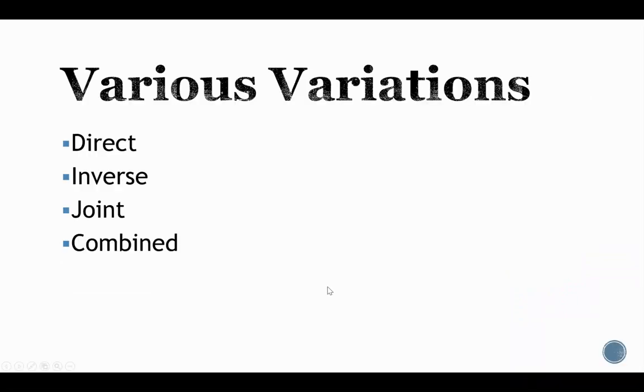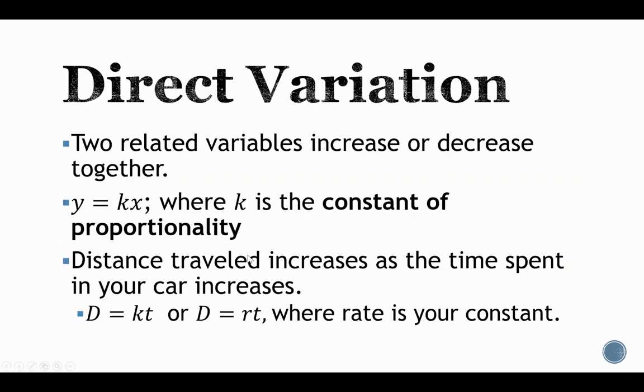We've got four different kinds: direct variations, inverse variations, joint variations, and then combined variations. Combined is kind of a combo of the previous three. So I've got a couple examples here. It would do you well to keep your book open as you go through these so you can see what we're talking about. These examples come directly from the text. Let's take a peek.